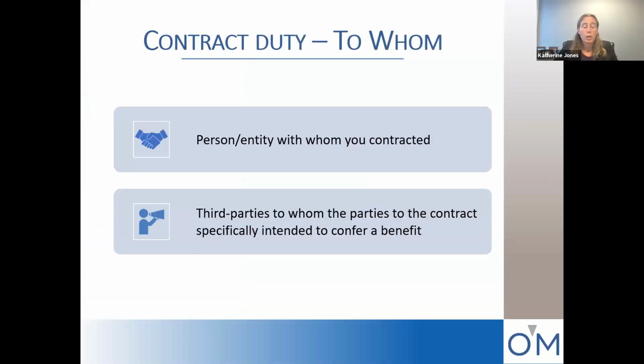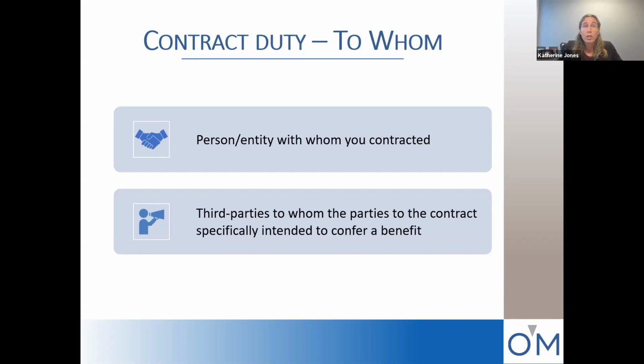So, contractual duties. Who do you owe a duty in contract to? Obviously, the person or entity with whom you contracted is somebody that you are going to owe a contractual duty to. So if I enter into a contract with Joe Smith to buy widgets and I don't pay Joe Smith for the widgets, I owe him the money because we have contracted and I have assumed that obligation towards Joe Smith.